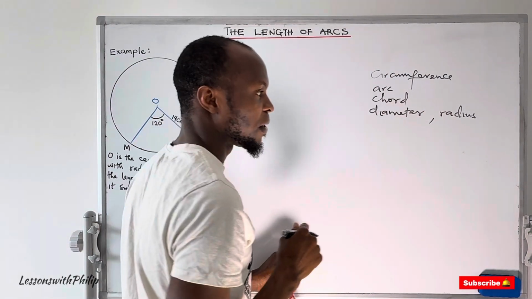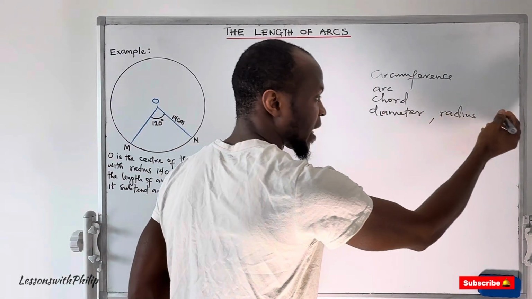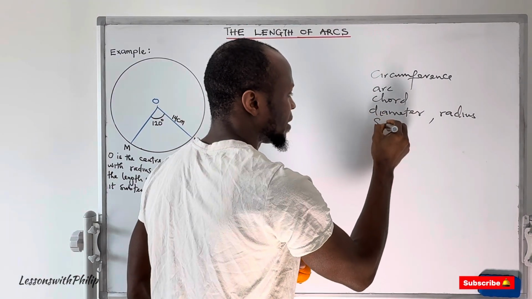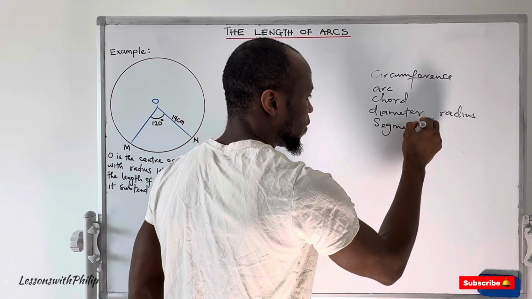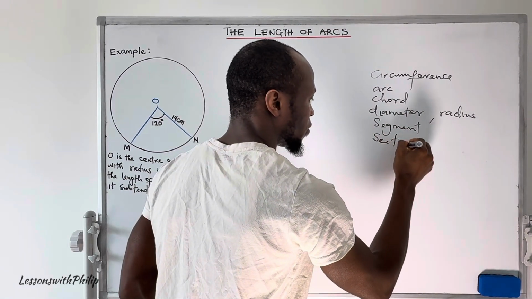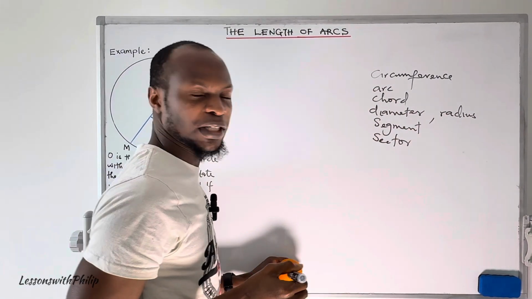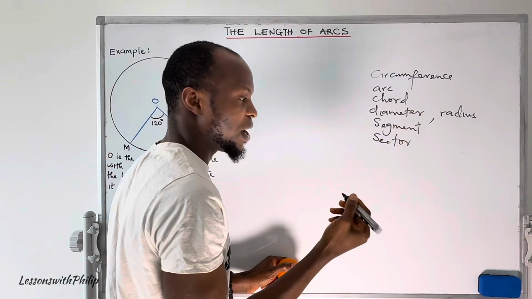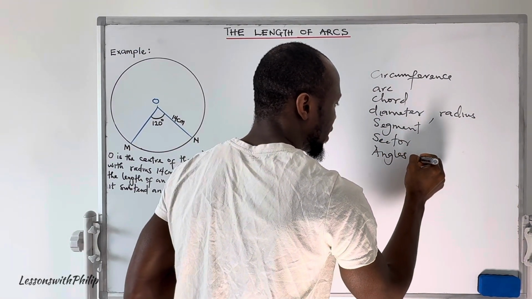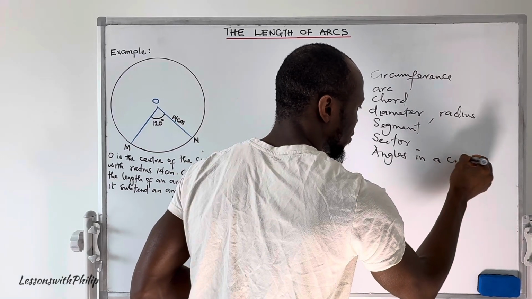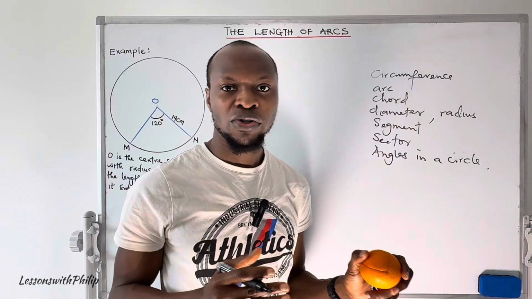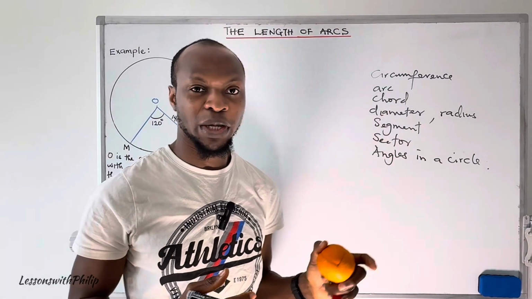Radius is singular. Radii is plural. Okay? Now, you need to understand what you call the segment of a circle, the sector of a circle, and you must also be familiar with the angles in a circle. Okay? Now, these are the things we need to come across when we want to talk about the circle.